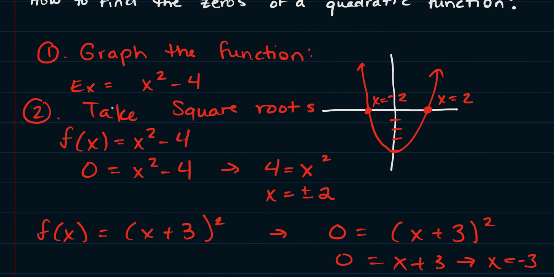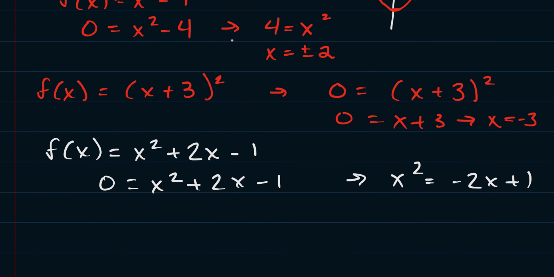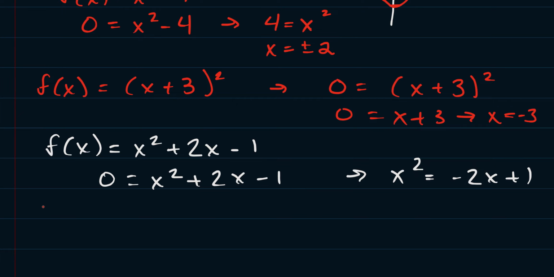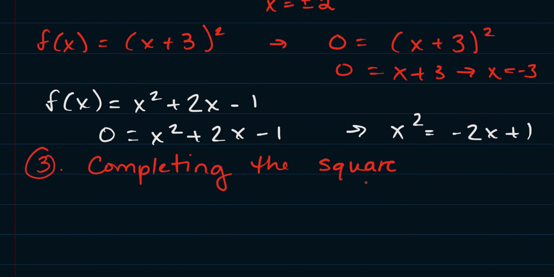But again, I'm just listing some different ways that we can find the zeros of a function. I'm going to show you examples of most of these. We're not going to do any graphing this section. We'll do that in the next section. But we're going to take some square roots. So another thing we can do is something called completing the square. That can help us find zeros.